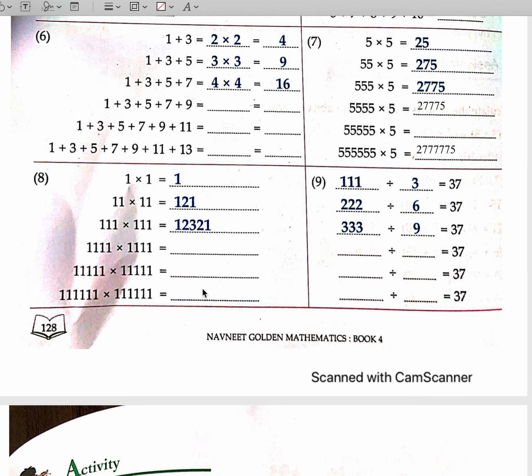Okay, now this one is 111 divided by 3, which is equal to 37. Then 222 divided by 6, which is equal to 37 again. And here we just keep on increasing: 111, 222, 333, 444, 555, and so on. This is 3, 6, 9, 12, which are the multiples of 3.